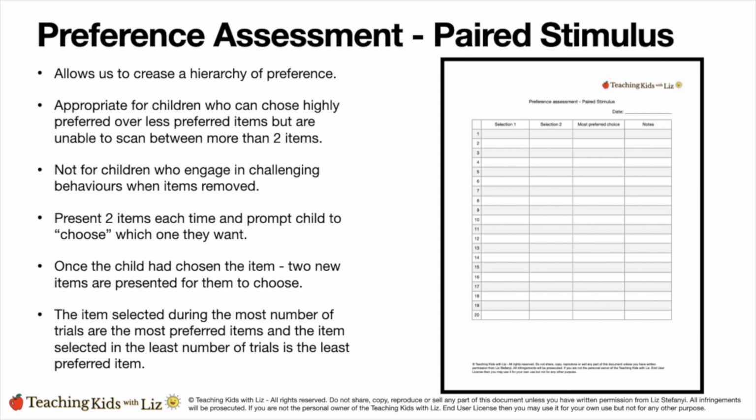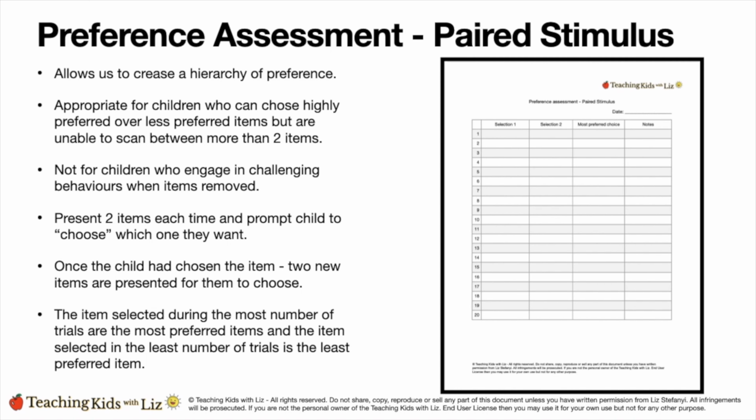The Parrot stimulus preference assessment allows us to create a hierarchy of preferences as well, but presenting the items in a different way. This method is more appropriate for children who can choose highly preferred items over less preferred items, but are unable to scan between more than 2 items. So if you have tried the other 2 methods and they aren't working for you, or you know they won't work for your child, then this is a great alternative. However, this method is not for children who engage in challenging behaviors when items are removed.